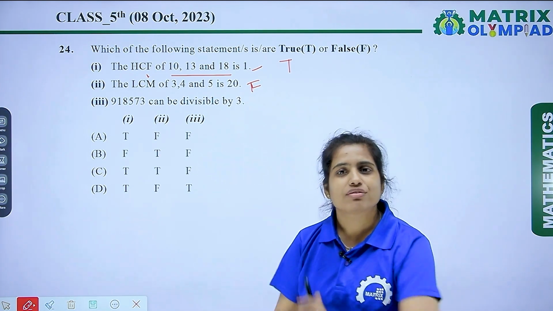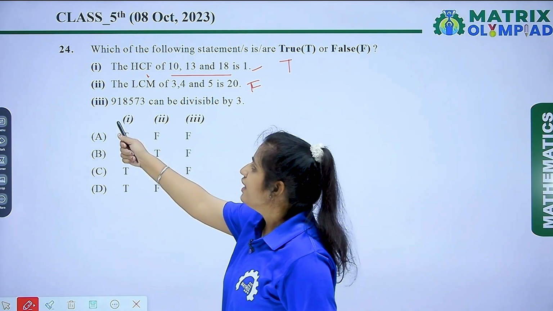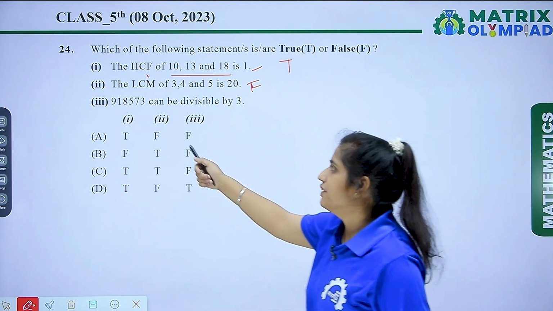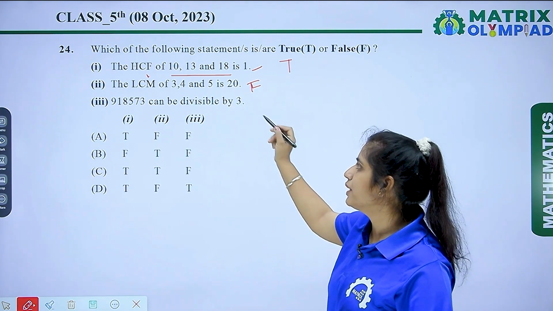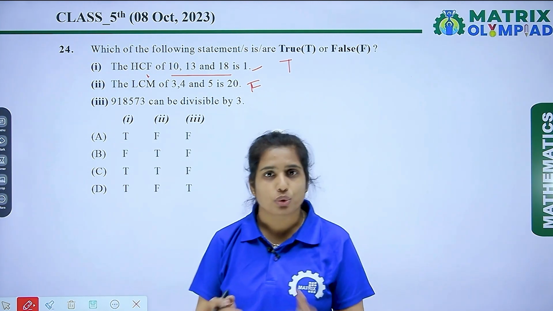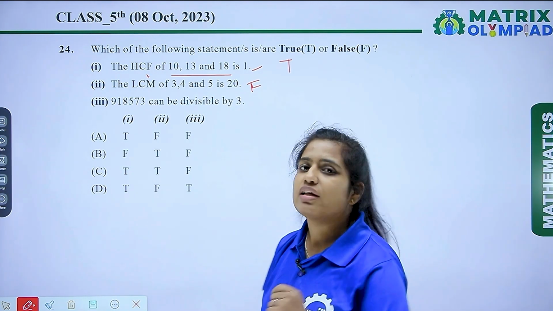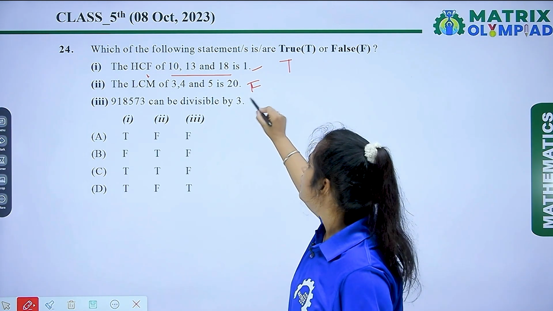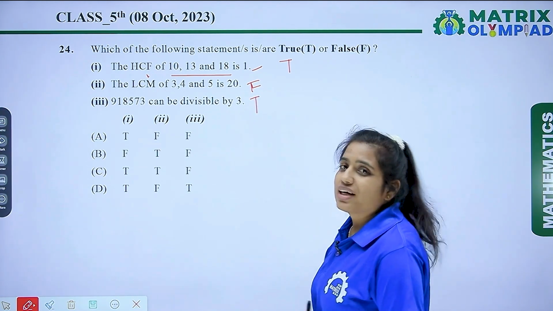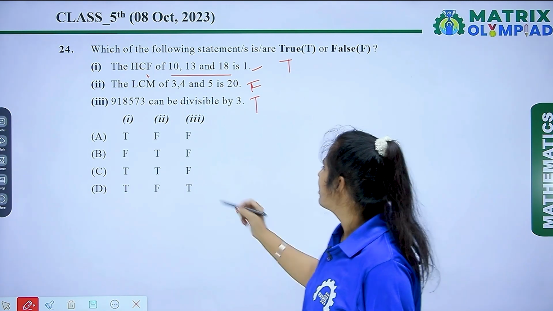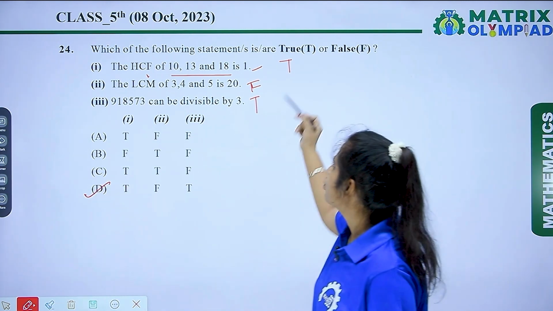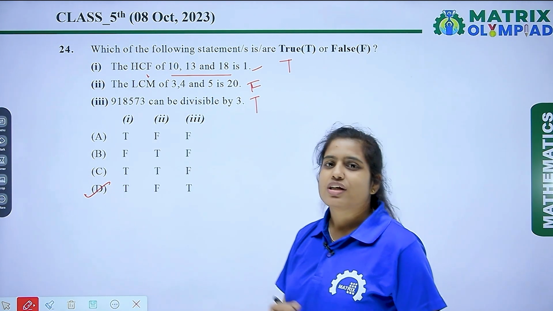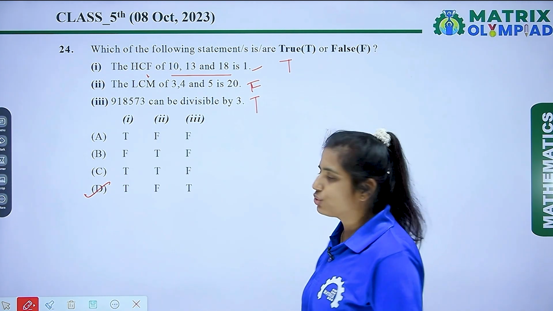Now the third part of this question is 9,18,573 can be divisible by 3. क्या ये number 3 से divide हो सकता है? Yes, it is divisible by 3 according to divisibility rule. So this statement is true. So the correct option is option D, that is true, false, true. Now let's begin with the next question.